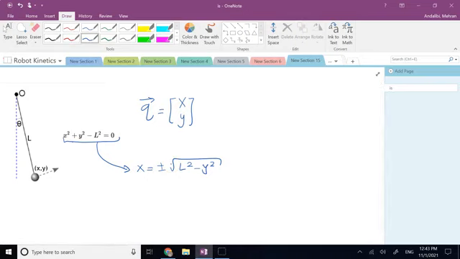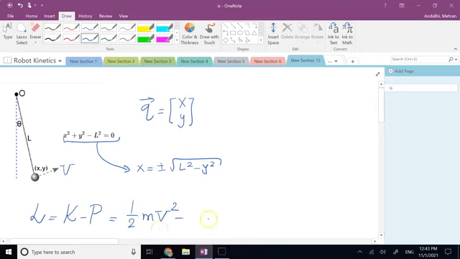Now what? So in this case, if you remember, the Lagrangian is equal to k minus p, but here your k is the kinetic energy, which is 1/2 mv squared, and potential energy is going to be negative mg delta y, or positive mg delta y really. Remember, here we chose this very bottom point to be the datum of the potential energy.